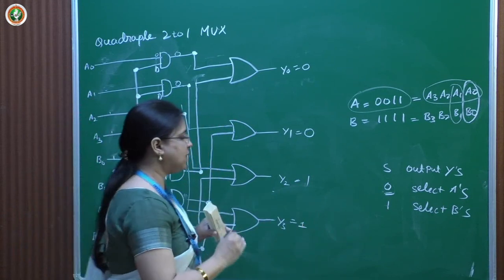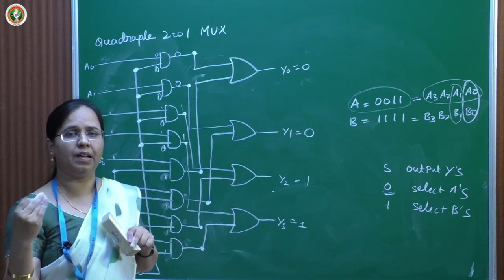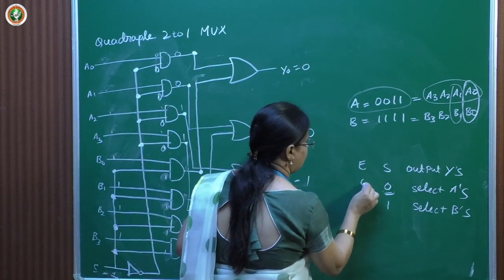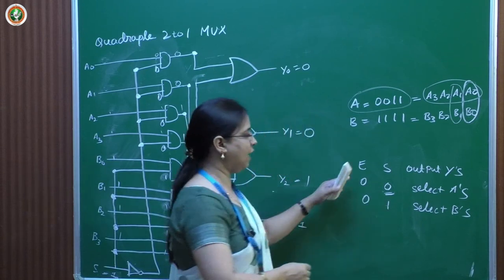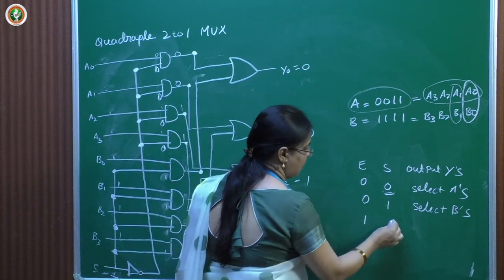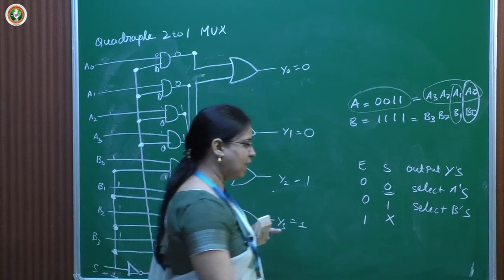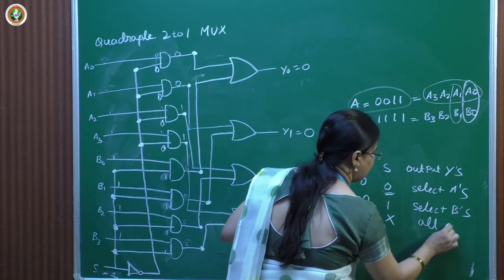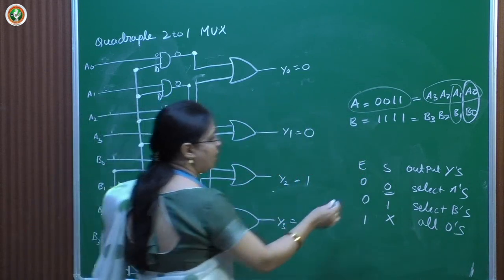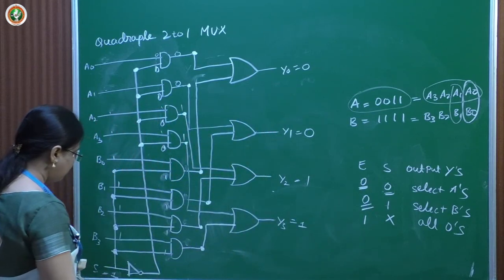Okay. So to this circuit, I want to add one more input, that is enable input. So what we want to do, I want the circuit to be in working mode when enable value is 0. Okay. If enable value is 1, irrespective of S value, which is represented with don't care condition, I want output to be all 0s. Okay. So that means the circuit will go into working mode when E value is 0.